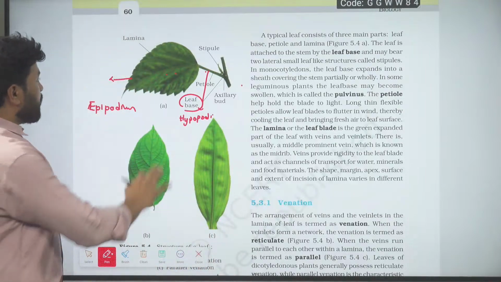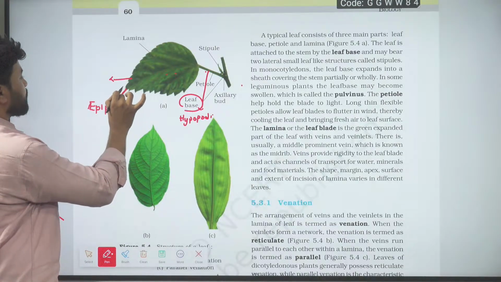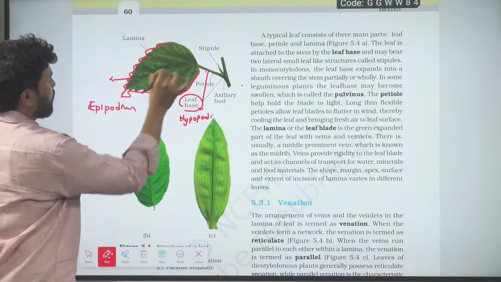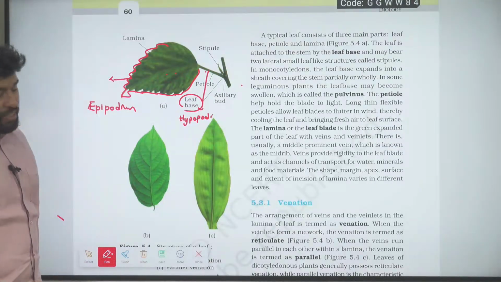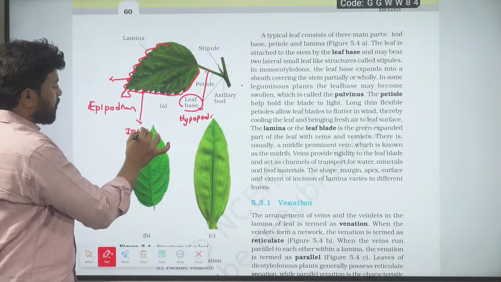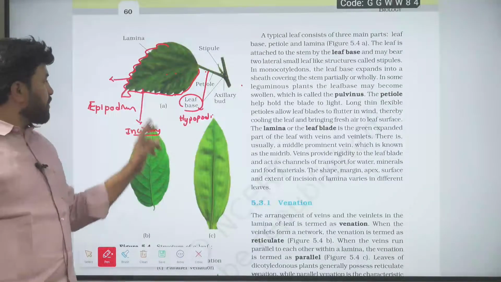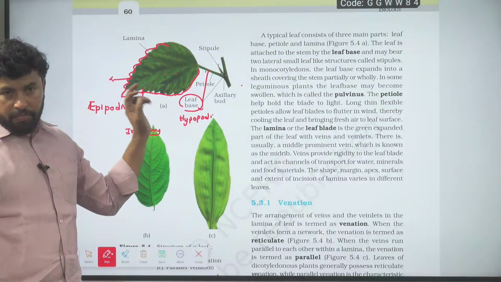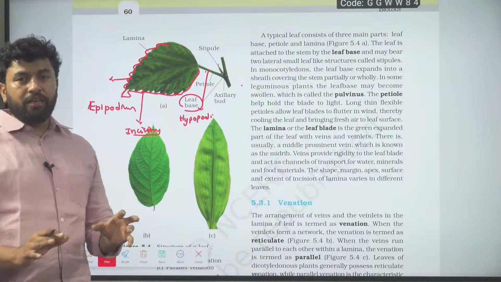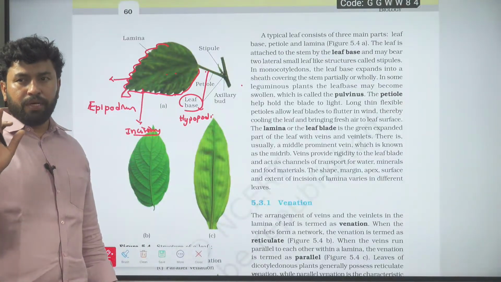Next, this leaf lamina is meant for photosynthesis. It has edges. Remember, these are called incisions. Incision means internal bendings. If these incisions are generated, that is a leaf with a saw edge, and the leaf that does not possess any incisions is called a simple edged leaf.